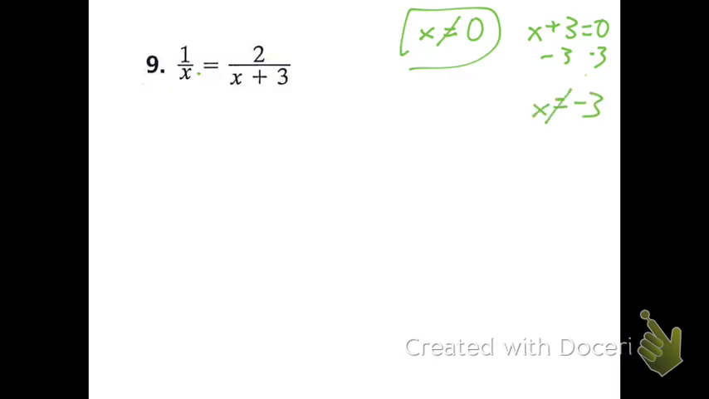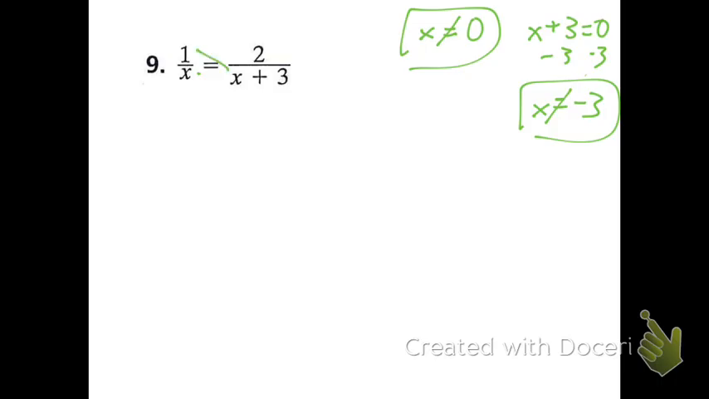This one, I like the excluded values here. x equals 0. If you set this equal to 0 here, just put a little slash through it. x can't equal 0. If you have x plus 3 equals 0, when you subtract 3, one of the other excluded values is x cannot equal -3.